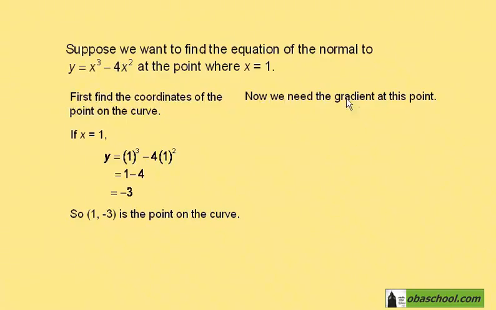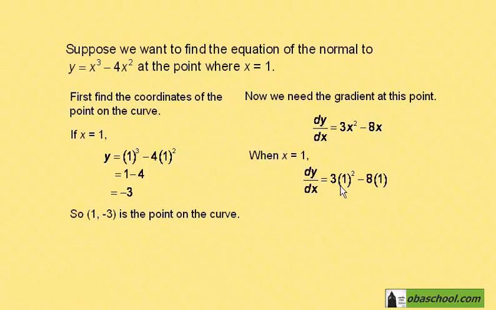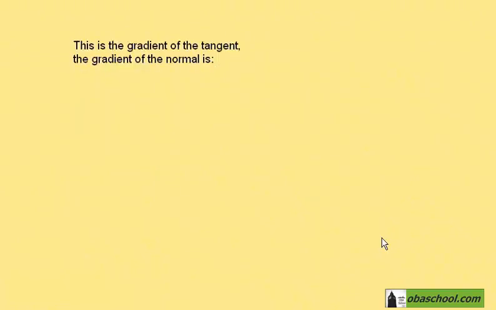Now we need the gradient at this point. dy/dx is the gradient function, and differentiating this gives 3x squared minus 8x. When x is 1, dy/dx is 3 times 1 squared, take away 8 times 1, which is 3 take away 8, which is -5. This is the gradient of the tangent.